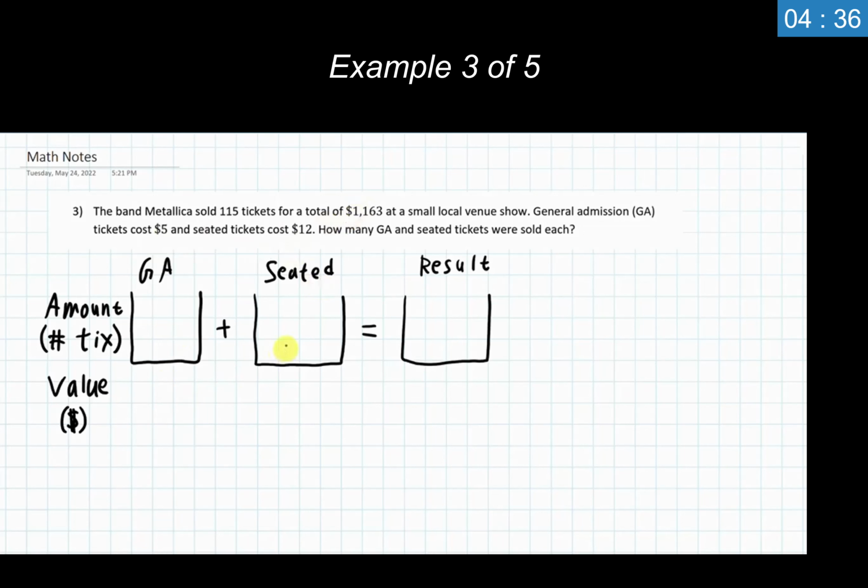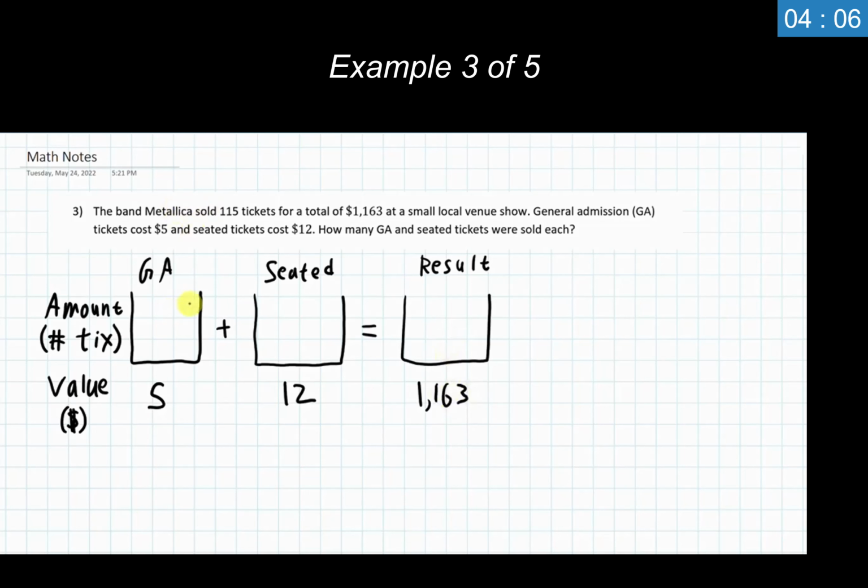Now we can start filling things in each part of our setup. So for the GA tickets, we're told general admission cost $5. Okay, we can put 5 in here. Seated tickets cost $12. Those can go in there. The result, what was the resulting value or the total amount of money that came out of this? Well, that's this 1,163. We can fill that in here.